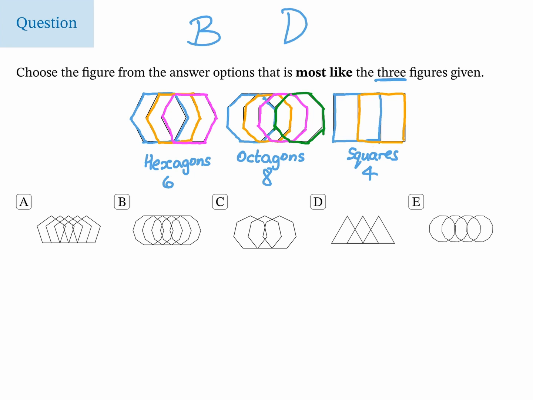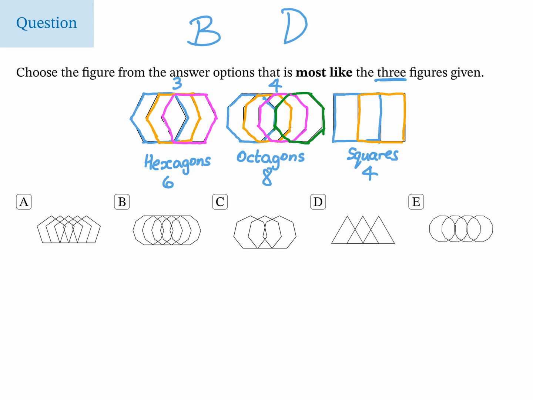Finally, we need to notice that the first figure is made up of 3 overlapping hexagons. 1, 2, 3. The blue one, the pink one, and the orange one. Or the blue one, the orange one, and the pink one, if we're going in the order that I drew them in. Let's quickly replenish that. The second figure is made up of 4 overlapping octagons.